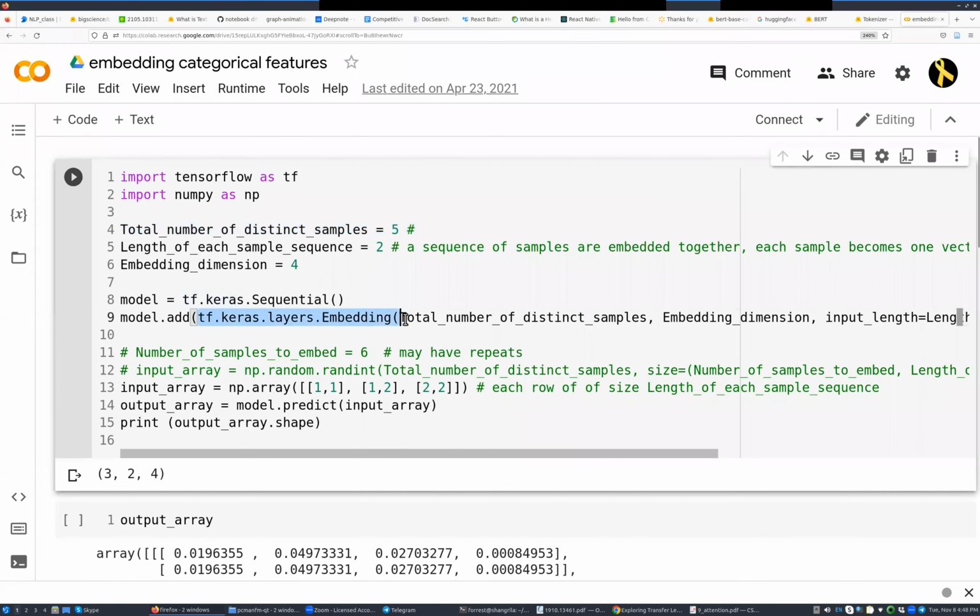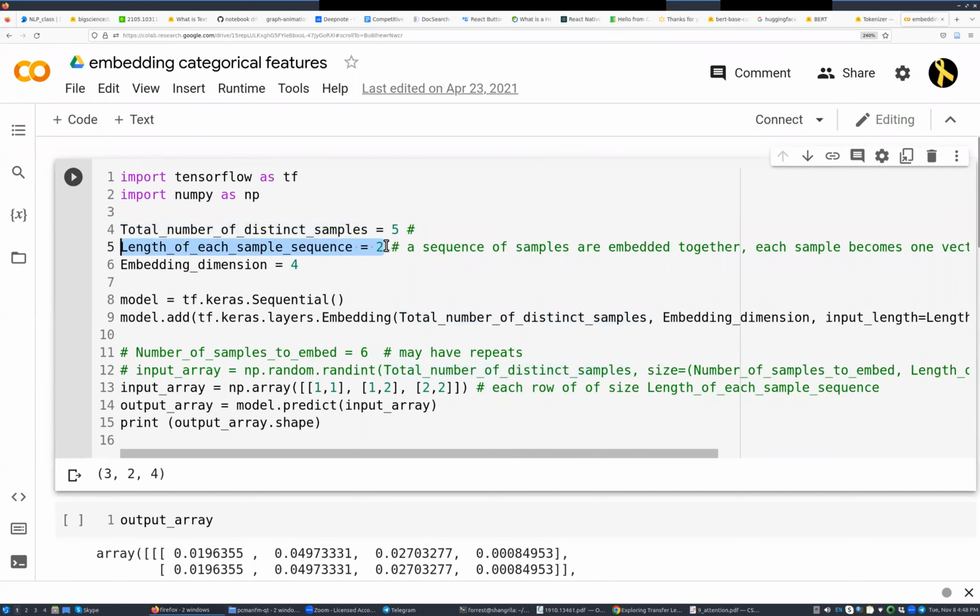So for example, here I'm showing how to use Keras in TensorFlow 2 to create an embedding layer. Now I'm initializing an embedding layer. The first argument you want to provide is the total number of distinctive samples. And then the next thing is usually the embedding.